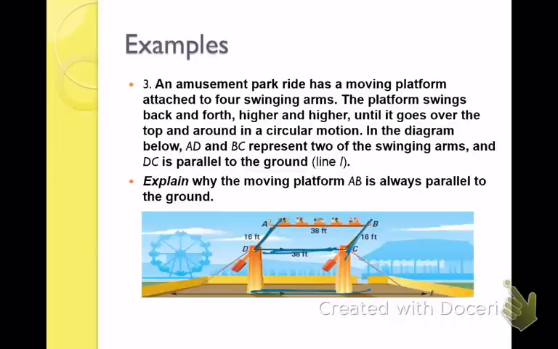And you can see that as long as we construct AD and BC to be the same length, and we construct DC and AB to be the same length, then because both pairs of opposite sides are congruent, that means ABCD is going to be a parallelogram. Right? And if ABCD is a parallelogram, that means that AB and DC are parallel.